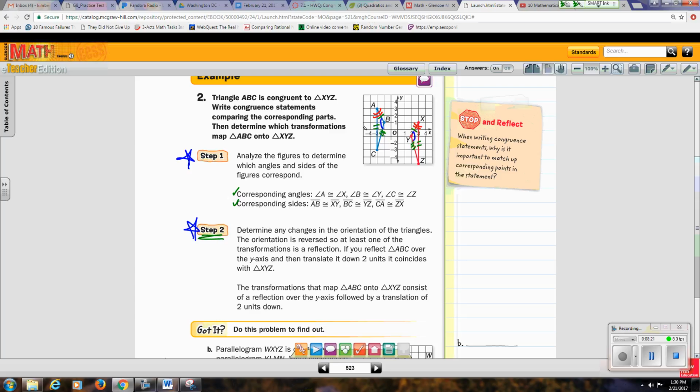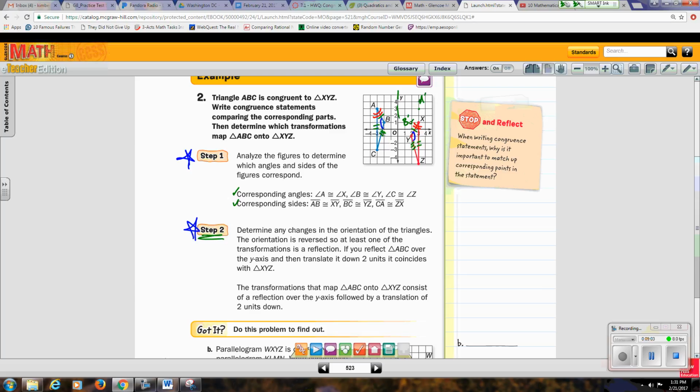So I can tell that the orientation is reversed, so it has to be either a rotation or a reflection. And it says that the orientation is reversed, so at least one of the transformations is a reflection. Oh, but if I did a rotation, look, this angle of angle A would be down here at the bottom if I did a 180-degree rotation. So it has to be a reflection because angle A has to map on to angle X, the corresponding parts. So it has to be a reflection over the y-axis, which would put B right here, and A, so B prime would be here, and A would be right here.